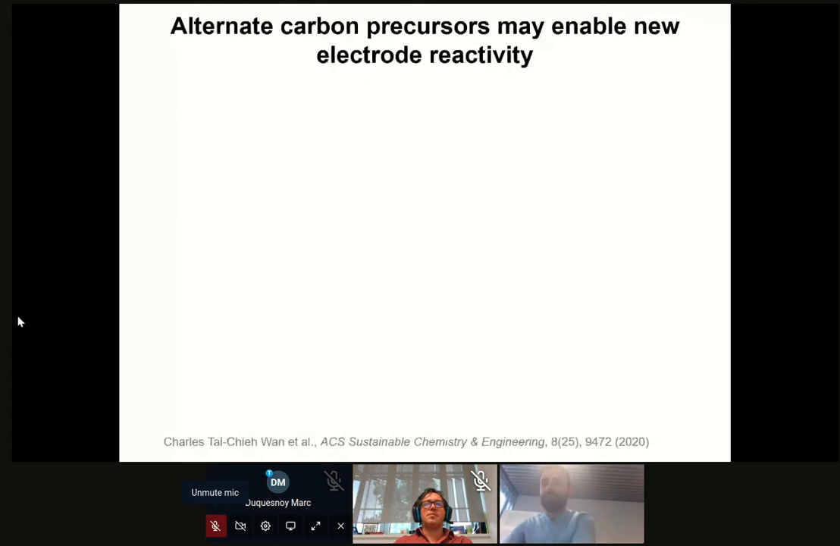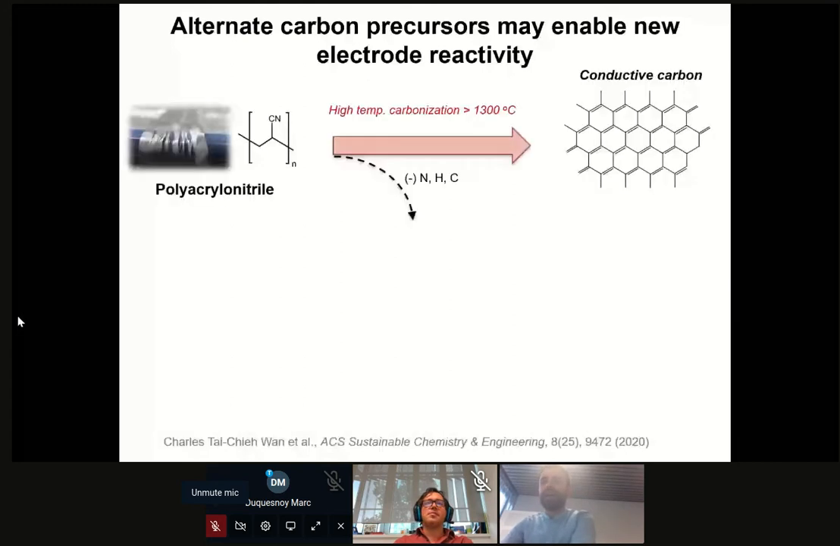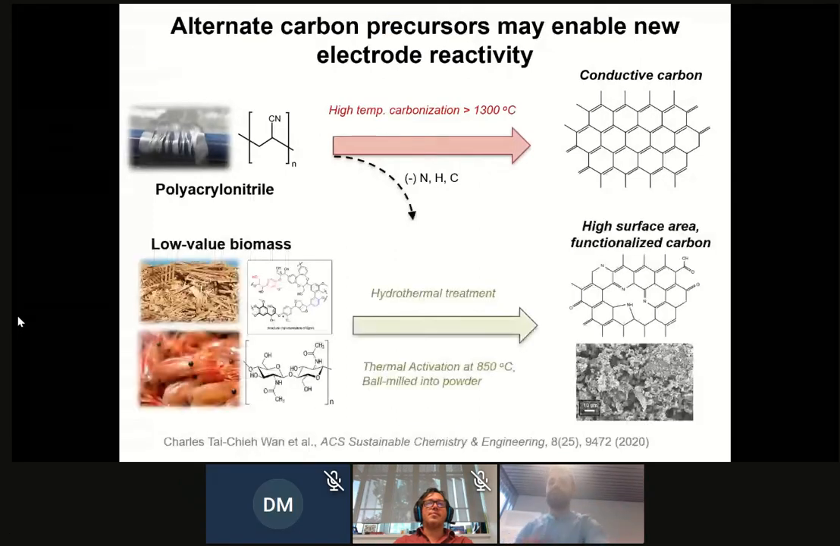One highlight, this is a paper that came out recently in which we thought about, well, can we actually replace the source of the carbon, which is now polyacrylonitrile, with some sort of bio-derived component. And there is a lot of work in biomass-derived electrodes. I'm sure you're familiar with it. And the goal of this study was to try to have some correlation between the functional groups and performance. To do so, we picked two sources. One is lignin and one is chitin.